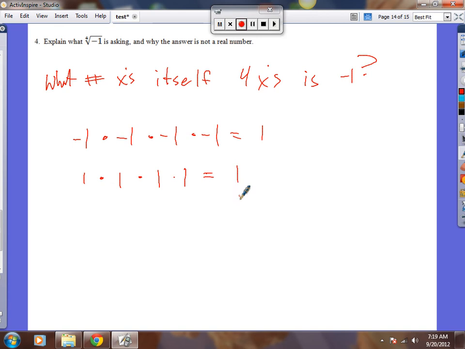So there is no way that you can multiply any number over and over again 4 times and have your answer be negative. Your answer will always be positive. If you repeatedly multiply an even number of times, your answer will always be positive. A positive times a positive is always positive, but a negative times a negative, an even number of times, is a positive. So a positive times a positive is a positive.